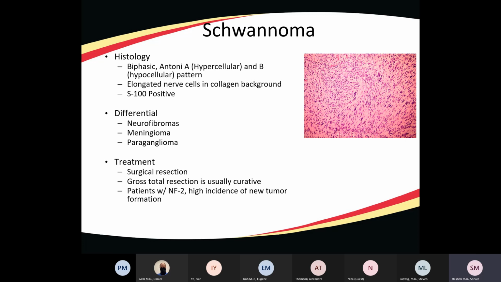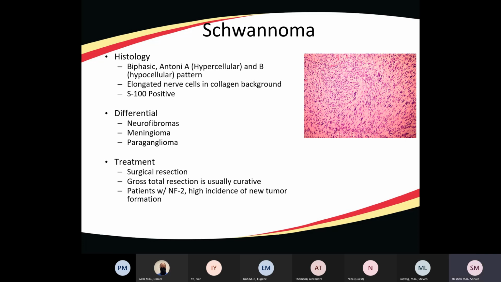Looking at the histology, it does have an Antoni A hypercellular and B hypocellular pattern, which is pathognomonic for nerve tissue: elongated nerve cells with significant collagen background, and the stain is positive for S100.